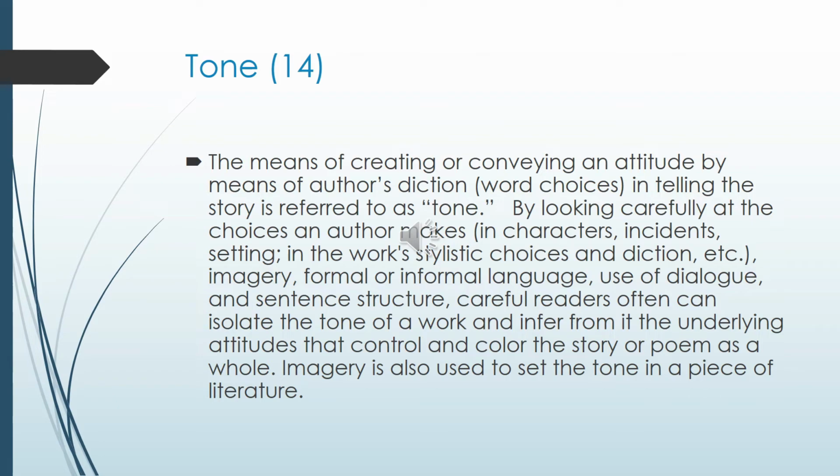By looking carefully at the choices an author makes in characters, incident, setting, the work's stylistic choices in diction, imagery, formal or informal language, use of dialogue, sentence structure, careful readers often can isolate the tone of a work and infer from it the underlying attitudes that control and color the story or poem as a whole. Imagery is often used to set the tone in a piece of literature.